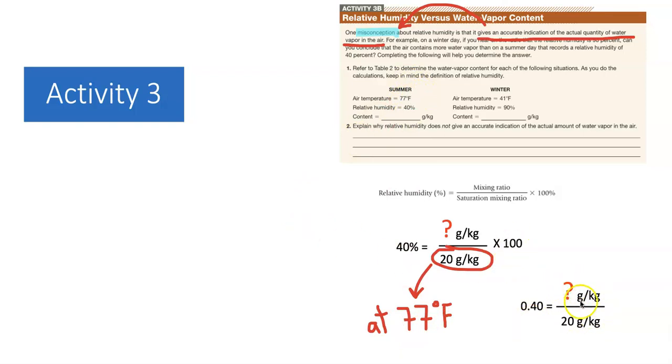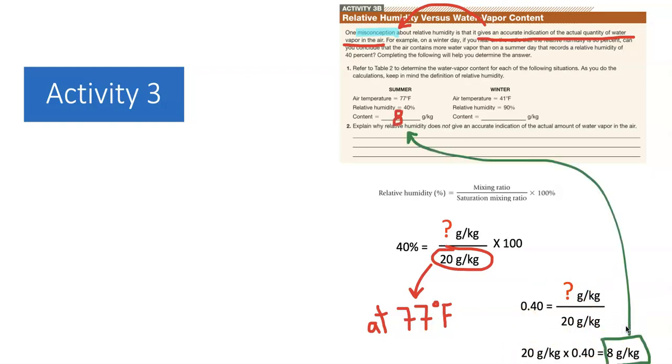0.4 equals this number over 20. And so multiply both sides by 20 and you get 8. So the water vapor content in this particular situation at 77 degrees, 40% relative humidity, is 8. So then you go ahead and do the same thing for the winter one, and then you'll be able to think about what this misconception is about.